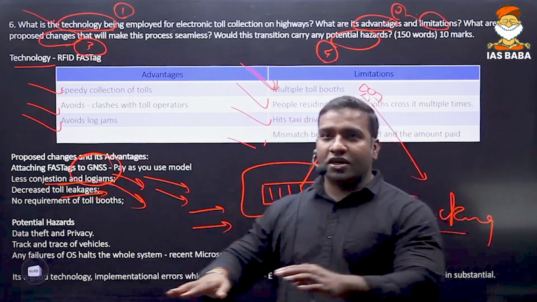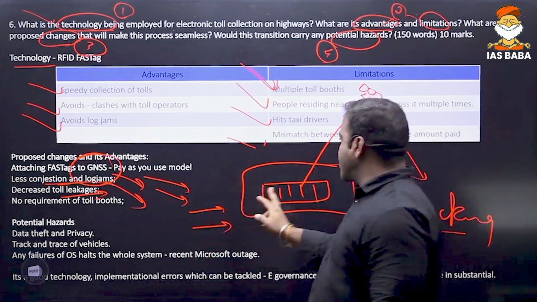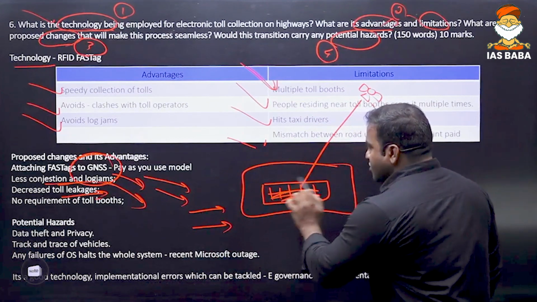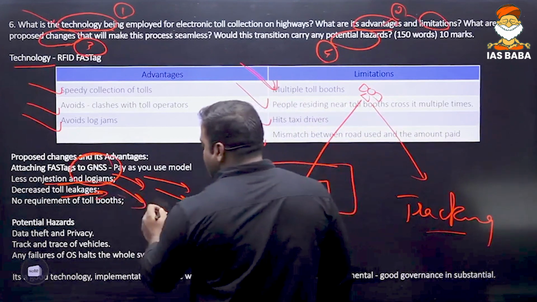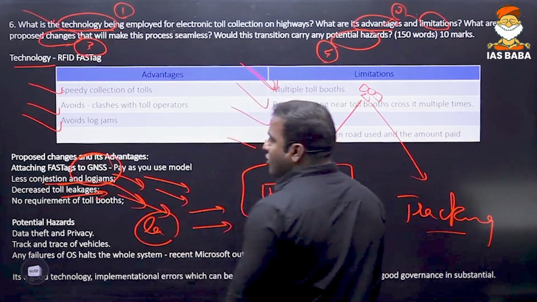हम उधर जाके कड़ा कर दिया तो हमारे फास्टैग थोड़ा फेड हो चुका है कि our barcode is not being read. उधर घंटों तक कड़ा होना है. All those things, glitches and toll leakages. And no requirement of toll booths.